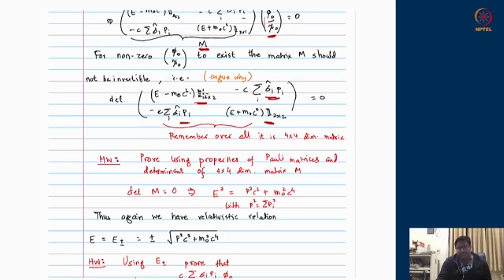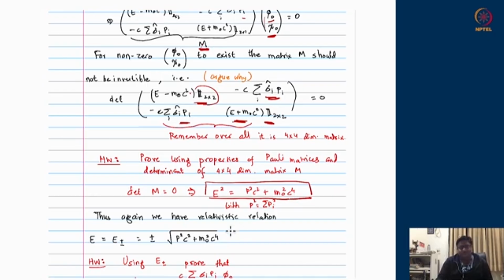If you just multiply diagonal to diagonal, you will be left with a 2 cross 2 dimensional matrix, because it is not a number here, it is matrices here. So you have to do it slightly carefully. It's an easy exercise actually you should do, and you should realize once you do that, the determinant equal to 0 is exactly the same equation which we obtained for the Klein-Gordon case. That is E square is P square c square plus m naught square c to the power 4.